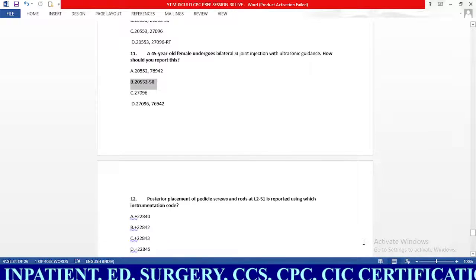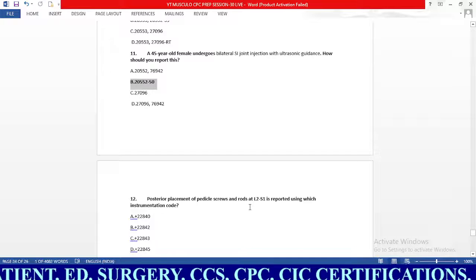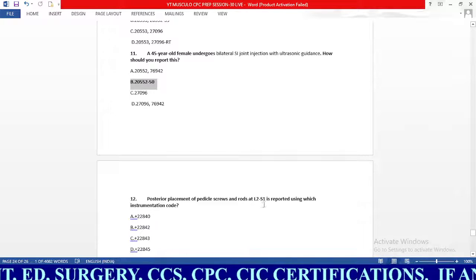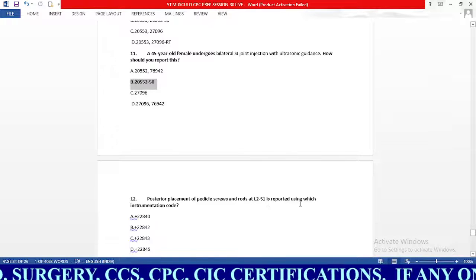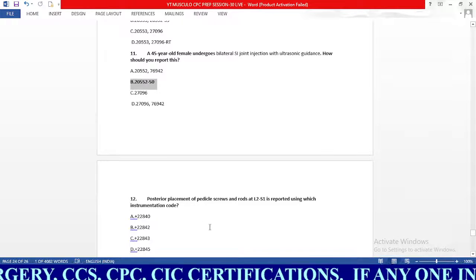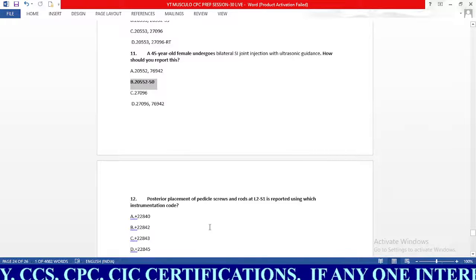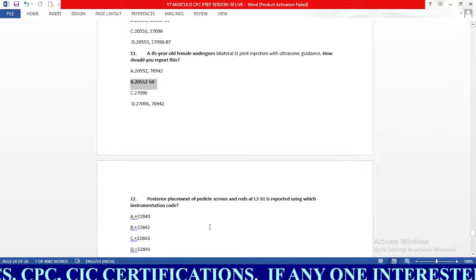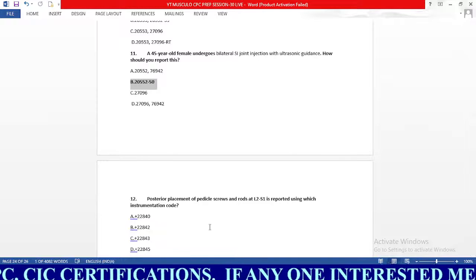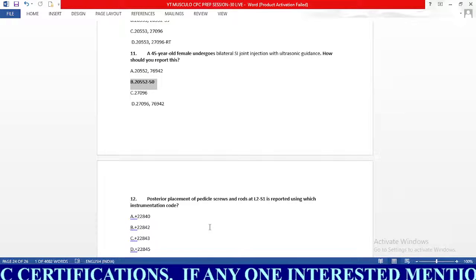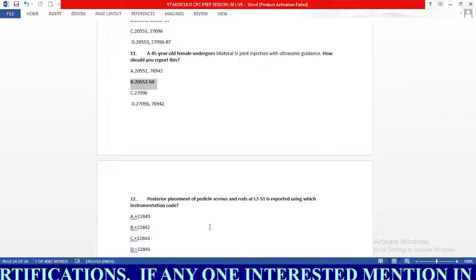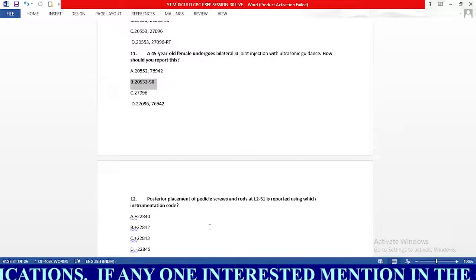What is this? Posterior placement of pedicle screws and rods at L2 to S1 is reported using which instrumentation code? So we will check first 22840, posterior non-segmental instrumentation.